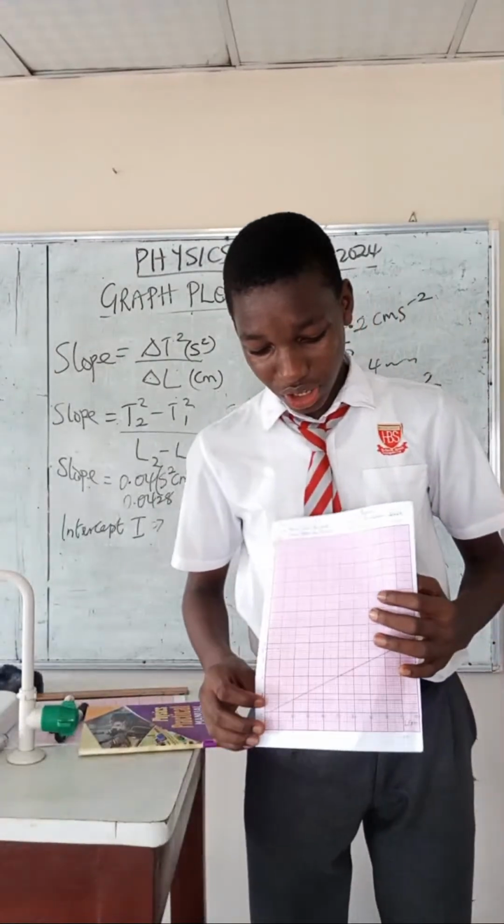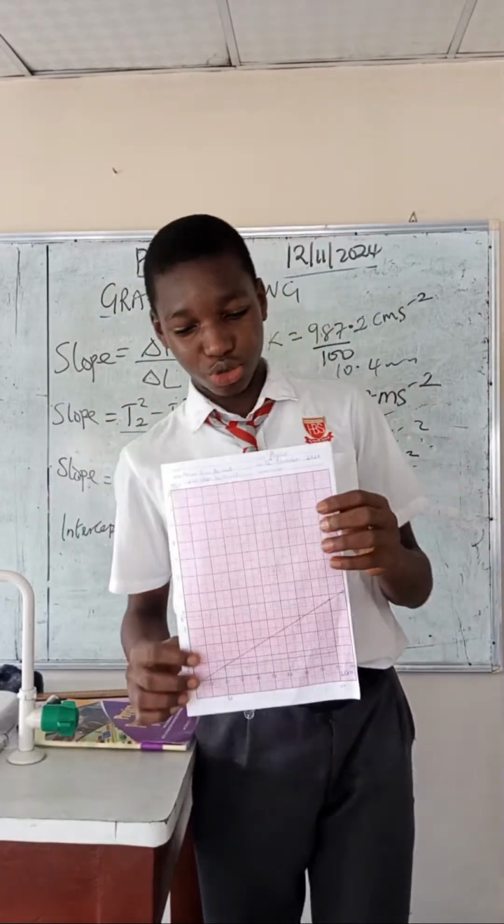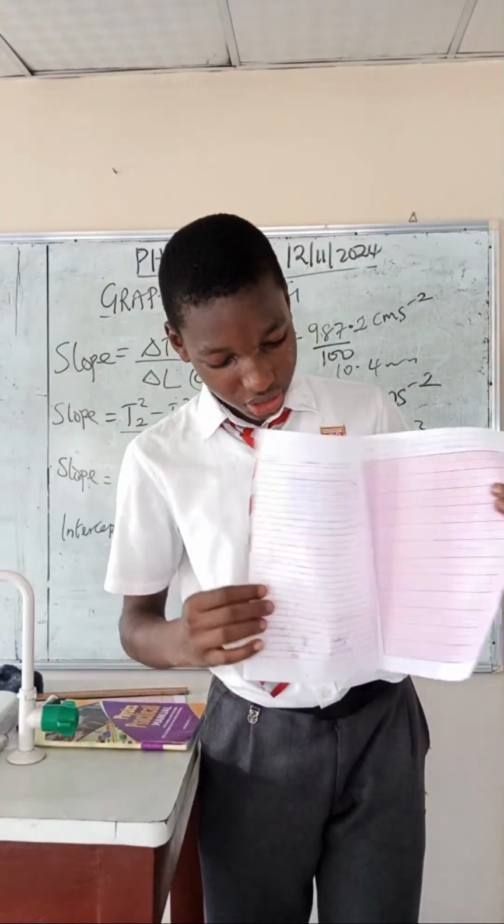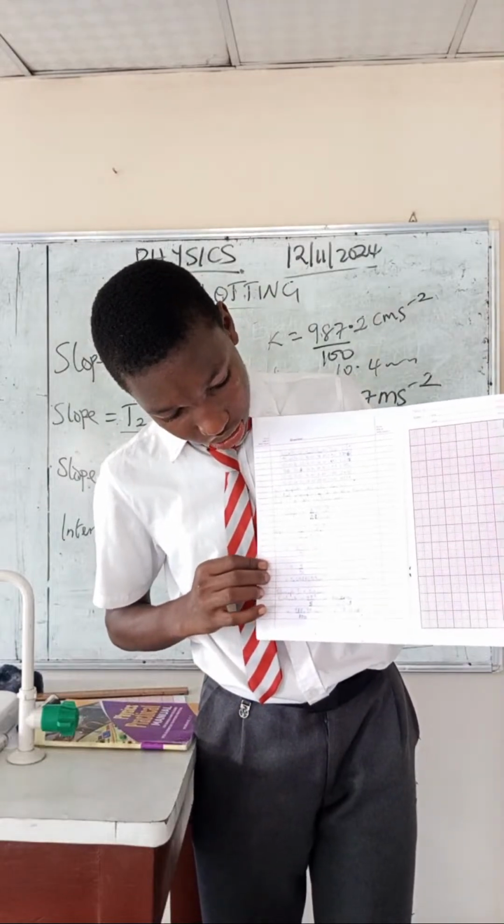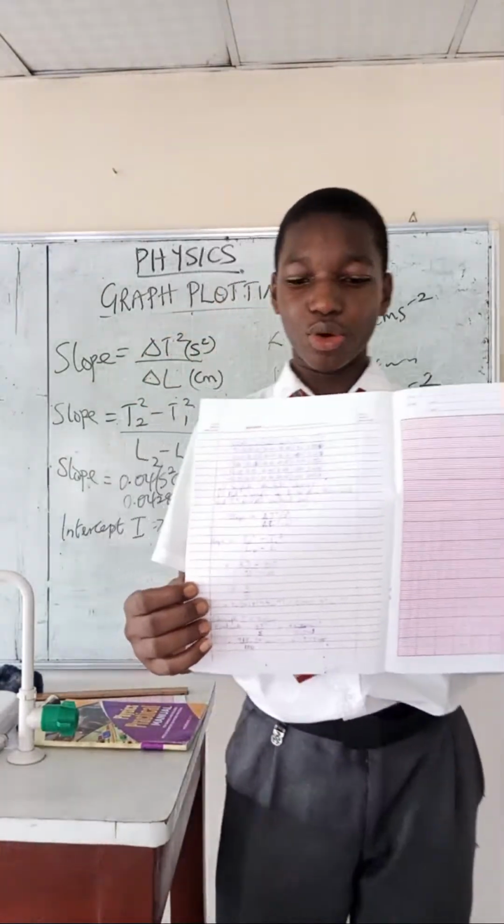After the plotting of the graph, we are able to get the acceleration due to gravity, which is 9.18 meter per second squared.